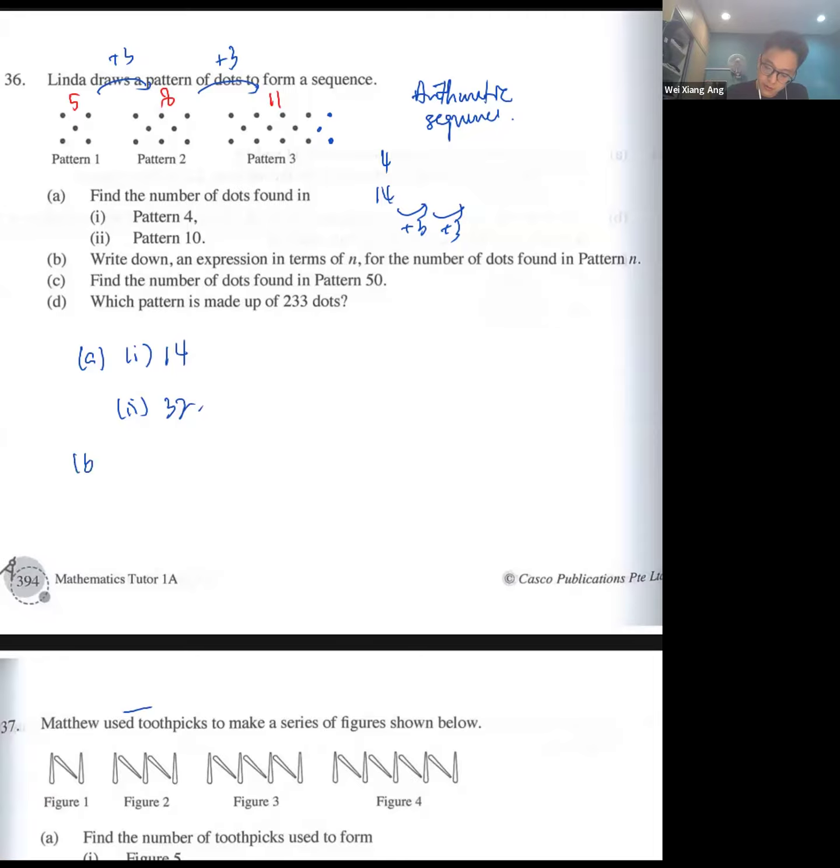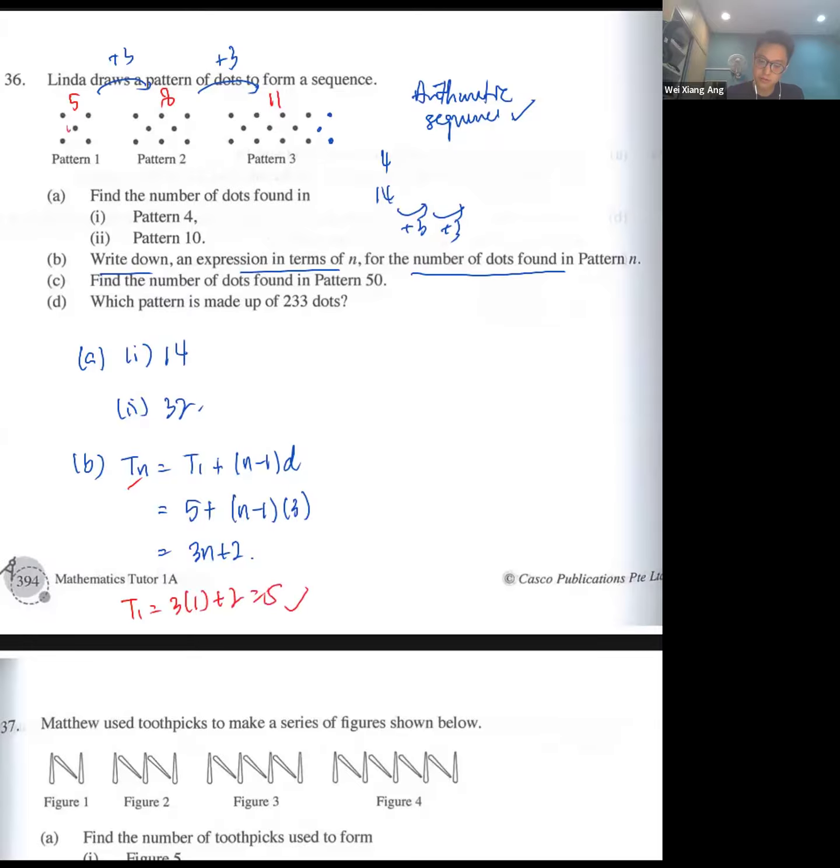So after you study the pattern, you know it's an arithmetic sequence. It'll be quite easy to write down an expression in terms of n for the number of dots found in pattern n. So the number of dots Tn is T1 plus n minus 1 times d. T1 is 5, your common difference is 3, and this is 3n plus 2. That's it. Always have the habit of checking if your general term is correct. So T1 is 3 times 1 plus 2, which is 5. Is it correct? Yes, 5 correct.